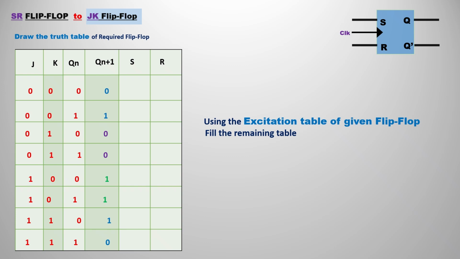For the SR flip-flop we are going to have the K-maps. For that I add another 2 columns for S and R. We need the excitation table of the SR flip-flop so that we can fill these 2 columns. So let's see how to build the SR excitation table.